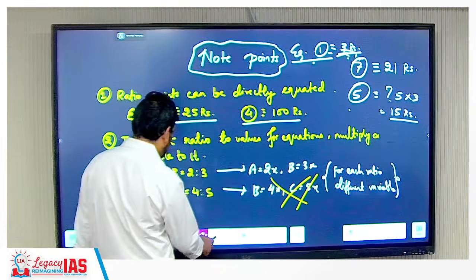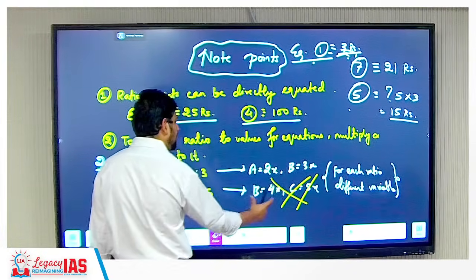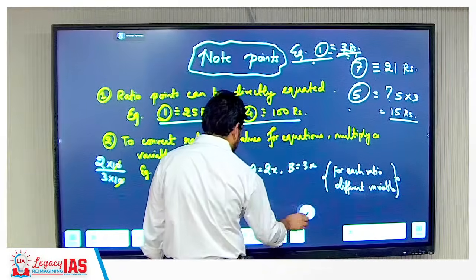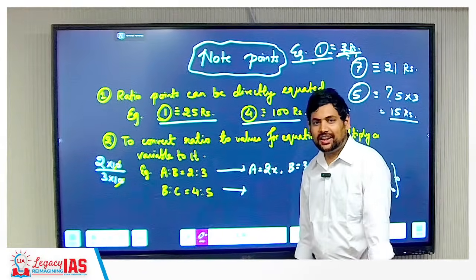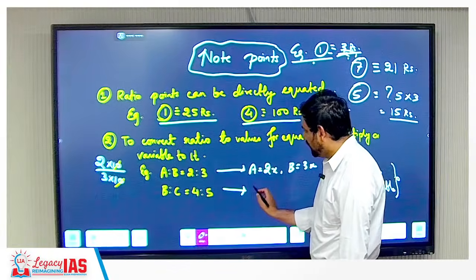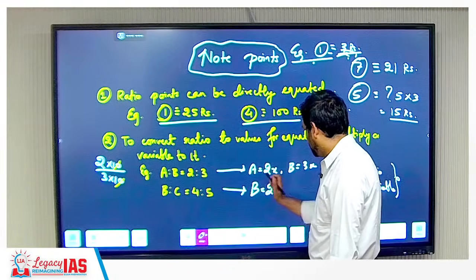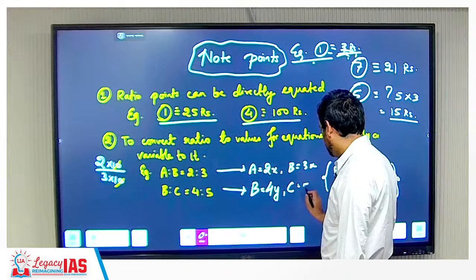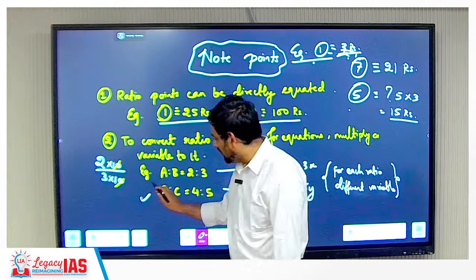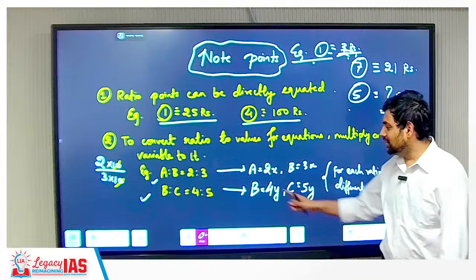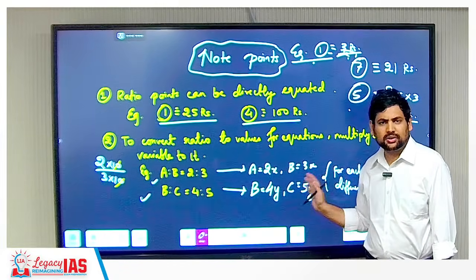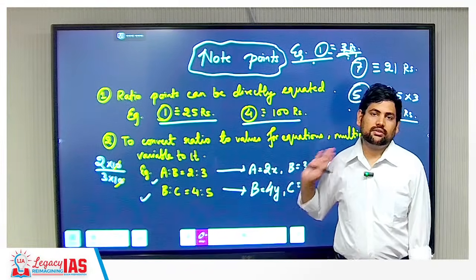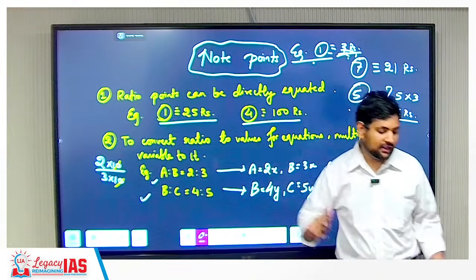Otherwise, here B is 3x, here B is 4x, it does not make any sense. So I'll have to pick another variable, any variable other than x: a, b, c, d, p, y, whatever. So here I can write B is equals to 4y and C is equals to 5y. Now both of these are correct. Understood how we introduced the variable? We just have to multiply one variable to them, making sure that for one ratio only you use that variable. If there is another ratio, you pick another variable.